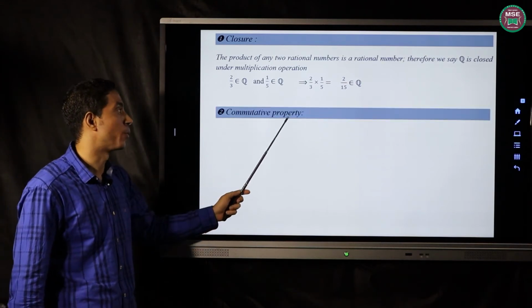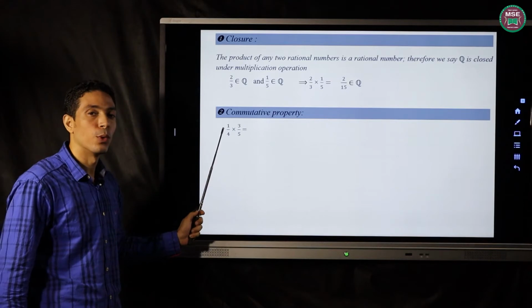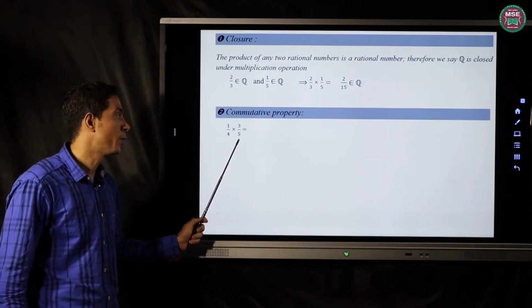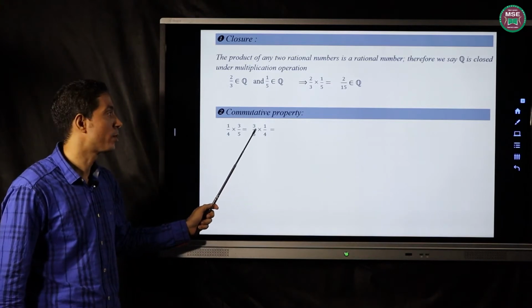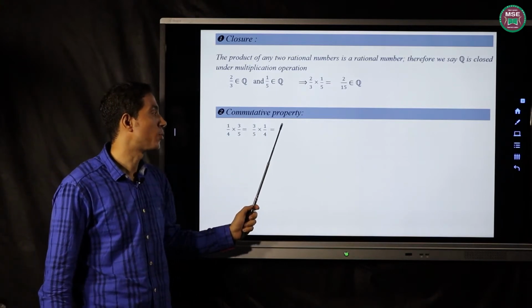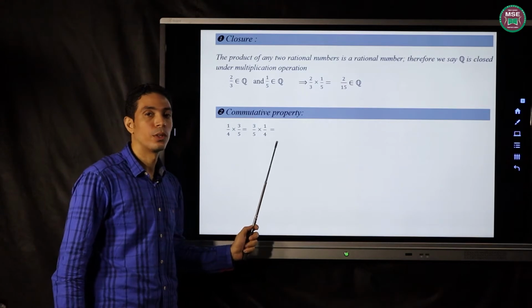Number 2, commutative property. If we multiply 1 over 4 times 3 over 5, it is the same as 3 over 5 times 1 over 4, and will equal the same answer. 3 times 1 equals 3 over 5 times 4 equals 20.